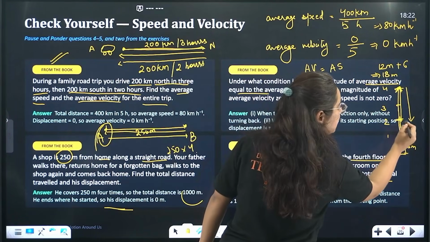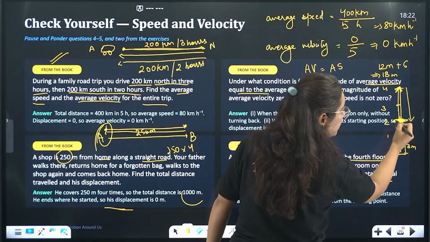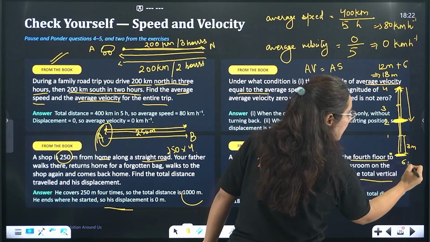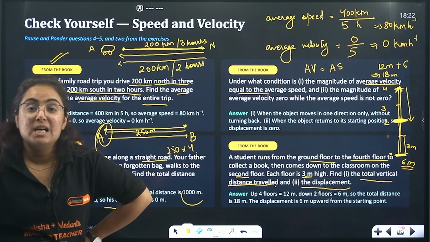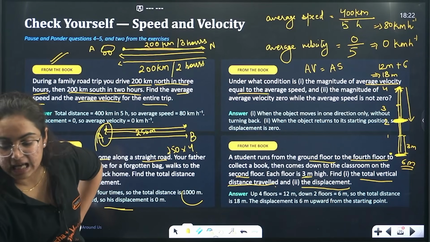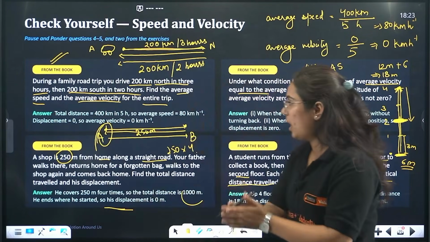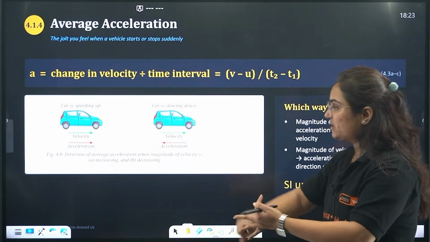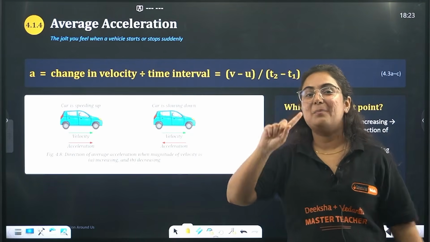The person is at point 2. So the final position at which he is standing is point 2, which is 6 meters away from the original position, and hence your displacement will become 6 meters upwards. It will become what, my dear student? 6 meters upwards. So distance, displacement, speed, velocity, done, but not dusted.